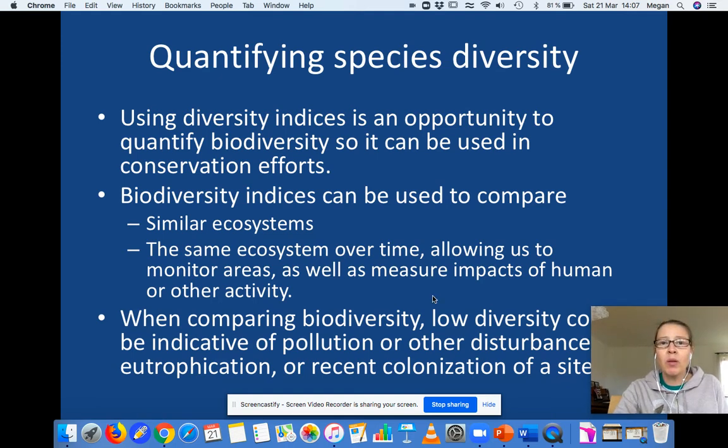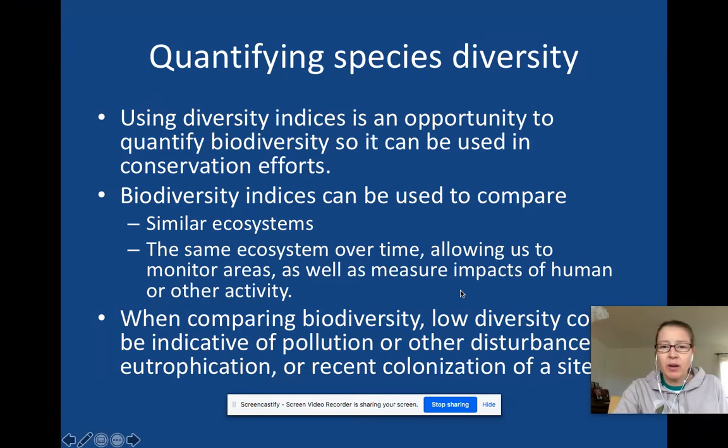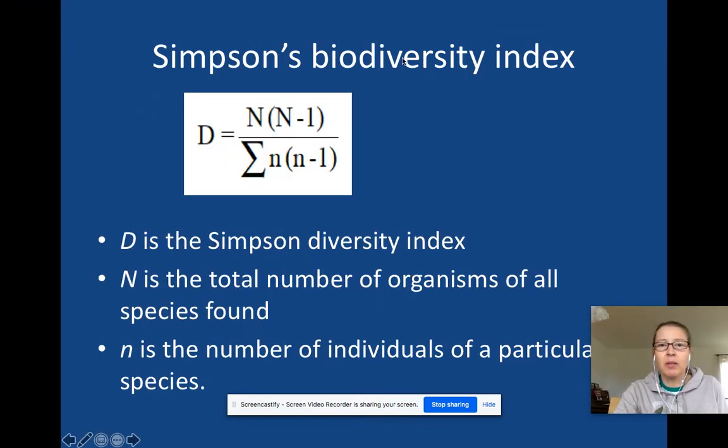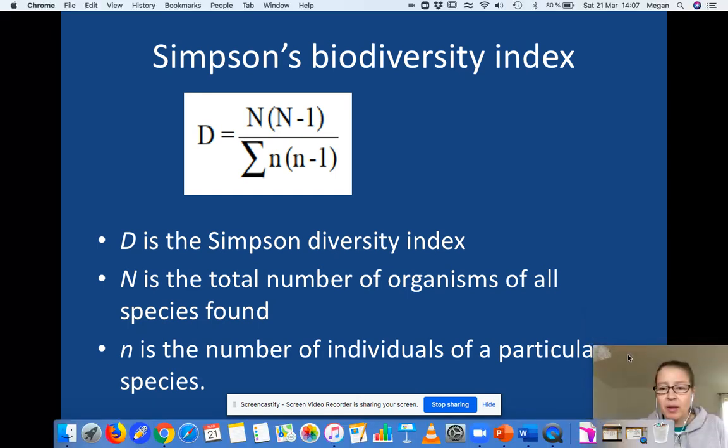Okay, so the way that we're going to quantify it is we are going to quantify it using the Simpson's Biodiversity Index. This is actually the reciprocal index. And so here's the equation. The Simpson's Biodiversity Index equals N times (N minus 1) over the sum of n times (n minus 1). And so this big N is the total population of all the organisms added together, and this little n is the individual different smaller populations.